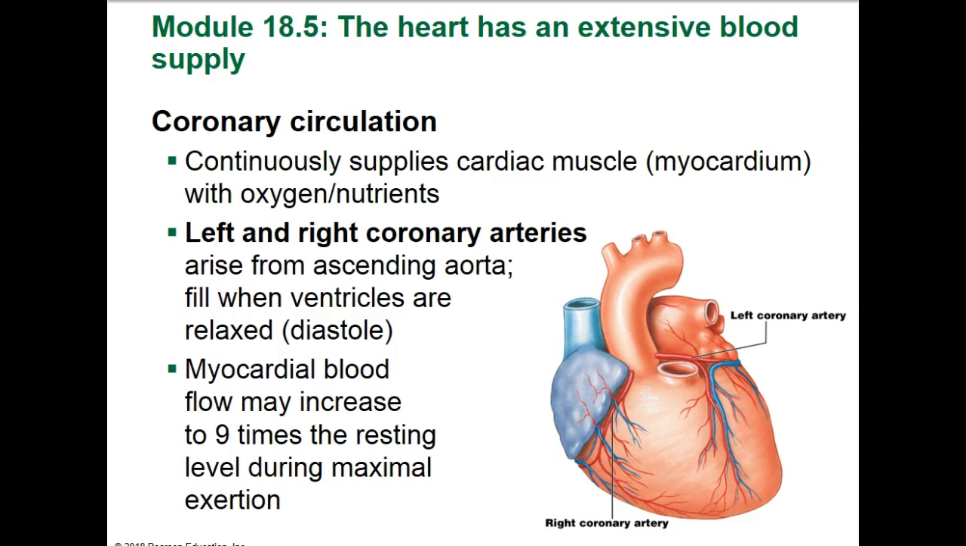So we continuously supply the cardiac muscle, the myocardium, with oxygen and nutrients. We have left and right coronary arteries, and these come out of the ascending aorta. So you see those right here in the picture. So the blood is oxygenated. They fill when the ventricles are relaxed during diastole. So you remember systole is contraction, diastole is relaxation. We'll get into more of that today. And myocardial blood flow can increase to 9 times the resting level during the most maximum exertion.